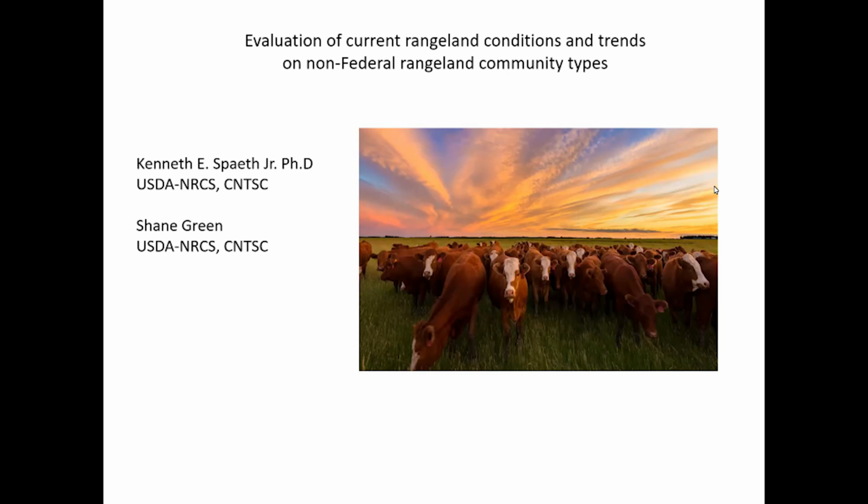Okay, thank you, Joel. Good morning, everybody. As the title says, I want to give you an overview of some of the current rangeland conditions and trends based on non-federal rangeland community types. We're using the National Resource Inventory data set 2004 to 2008. And based on the whole US sample, we have over 30,000 points on the ground now.